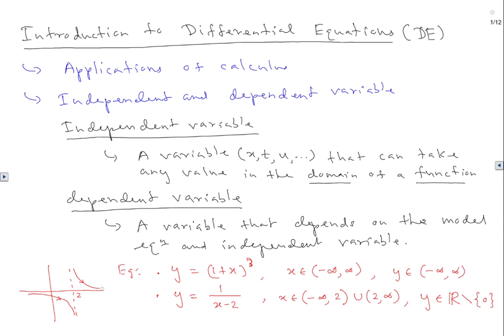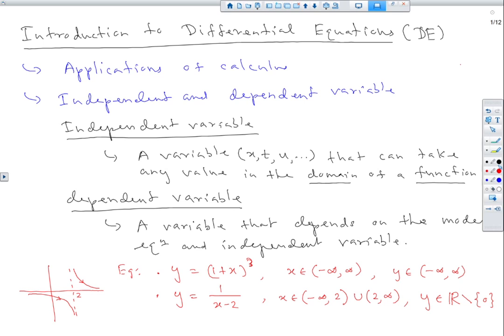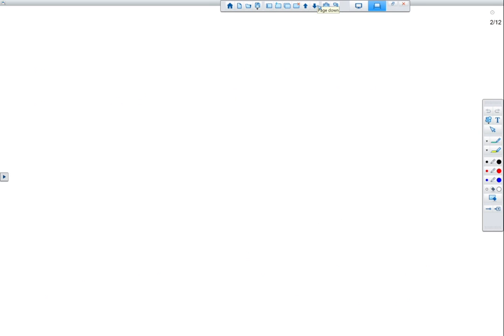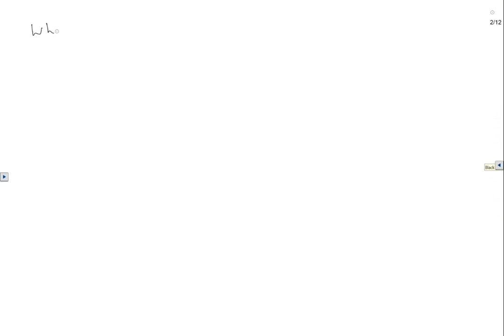Now let's talk about what a differential equation is. But before that, let's talk about what a derivative is. Remember, this is what you learned in your Calc 1 class, the derivative. So now we can use them. So what is a derivative?